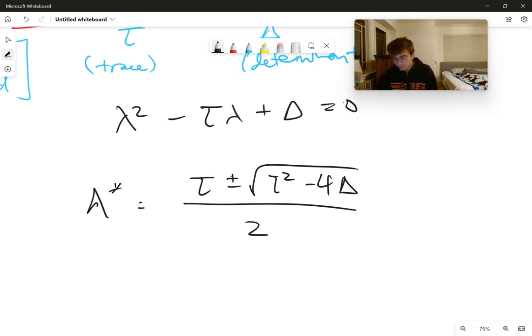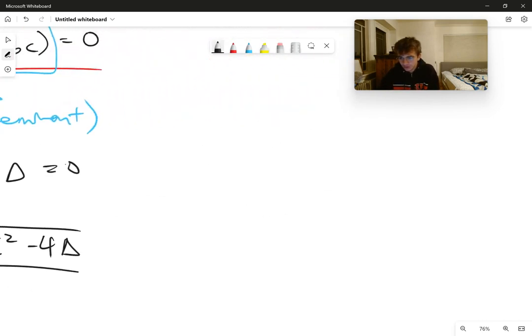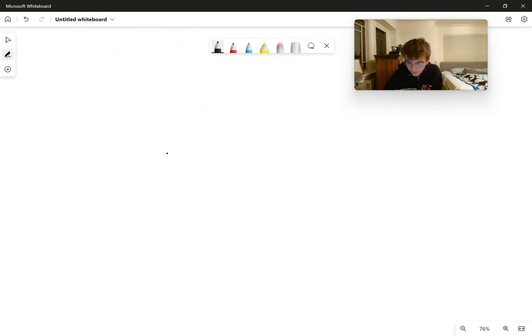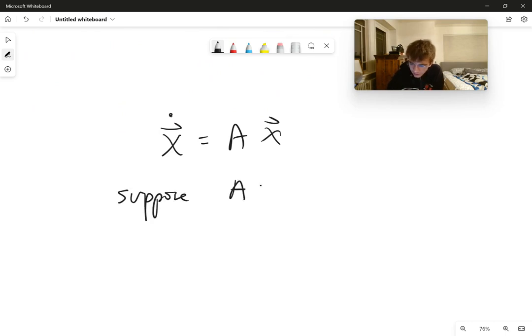Okay. And now let's look at what these eigenvalues actually correspond to. Okay. So let's go back to our system of differential equations. We have x dot is equal to Ax. Okay. So suppose, for instance, that A has an eigenvalue of 3.